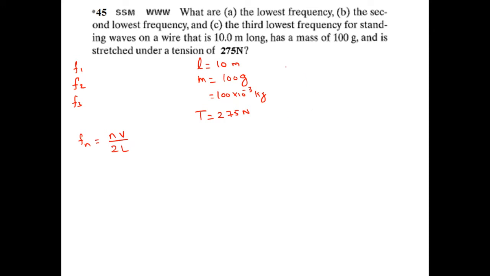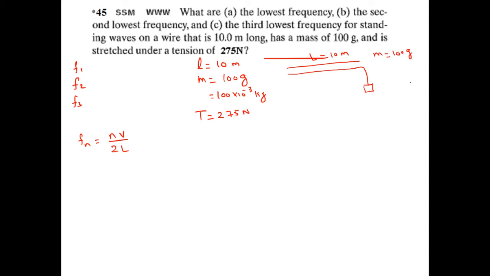My dear, listen carefully. You have a string, and you attach some mass to it. By that, you produce some tension on the string. What is the total length of the string? The total length of the string is 10 meter. And what is the mass of the string? The mass of the string is 100 gram.